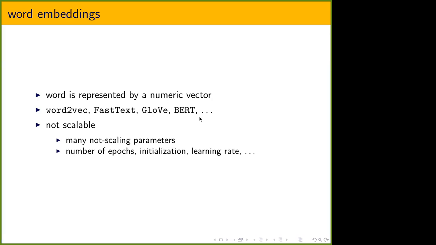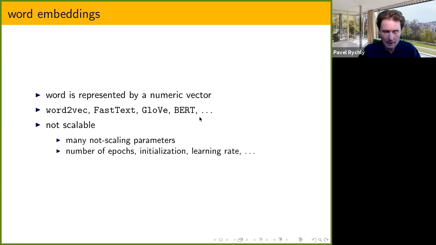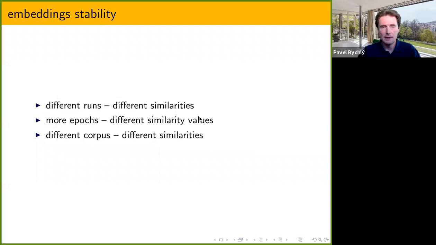And the main message is that all these methods are not scalable. There are many not scaling parameters like a number of epochs, different initializations, different learning rates, and all these are some magic numbers which are not scalable. So in the results, the embedding stability is quite low.